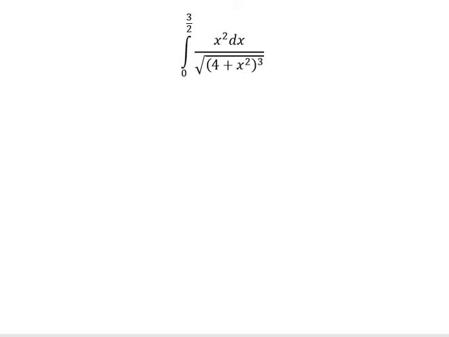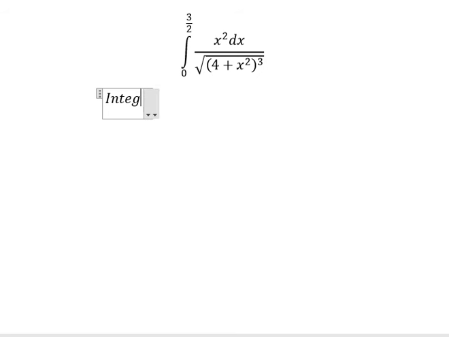The topic today is the integral. We have the integral from 0 to 3/2 of 2x^2 dx over the square root of 4 plus x^2, everything to the power of 3. So I will show the technique of how to answer.